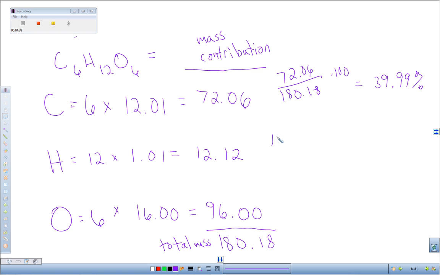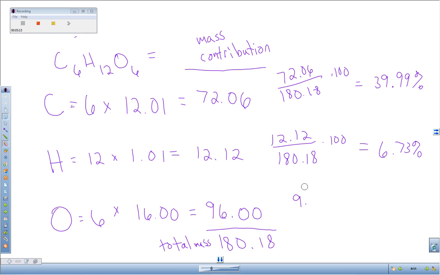Let's do the next one. Mass percent, 12.12 divided by total mass, 180.18 times 100. We'll just say 6.73%. Keep it to the 100. Yes, we were doing 468. But this kind of only had 3 over here, so I gave it 3. And then what should this be?